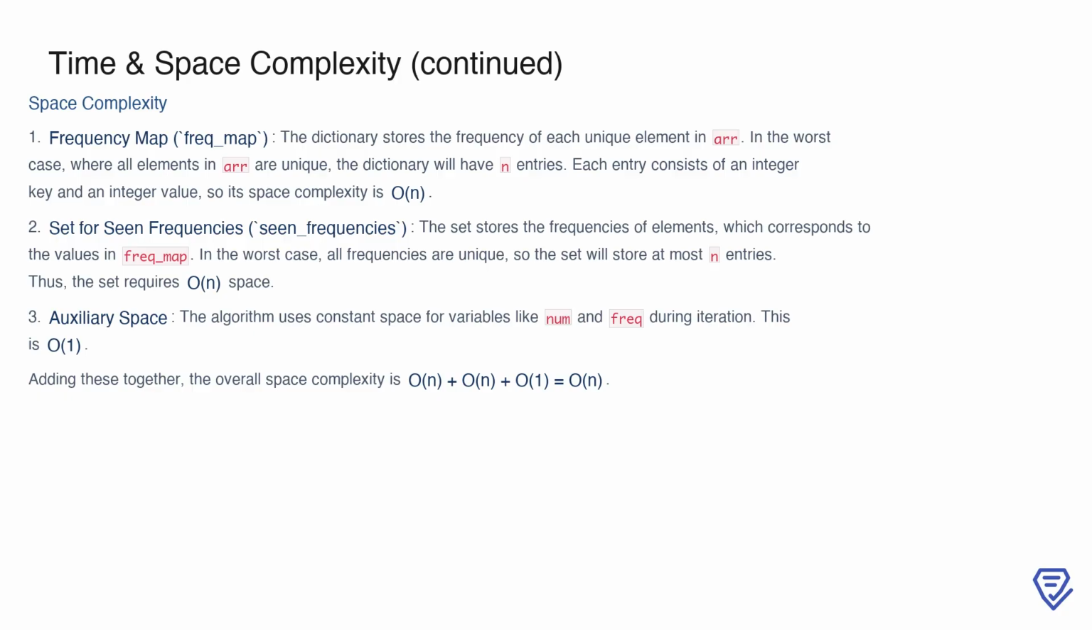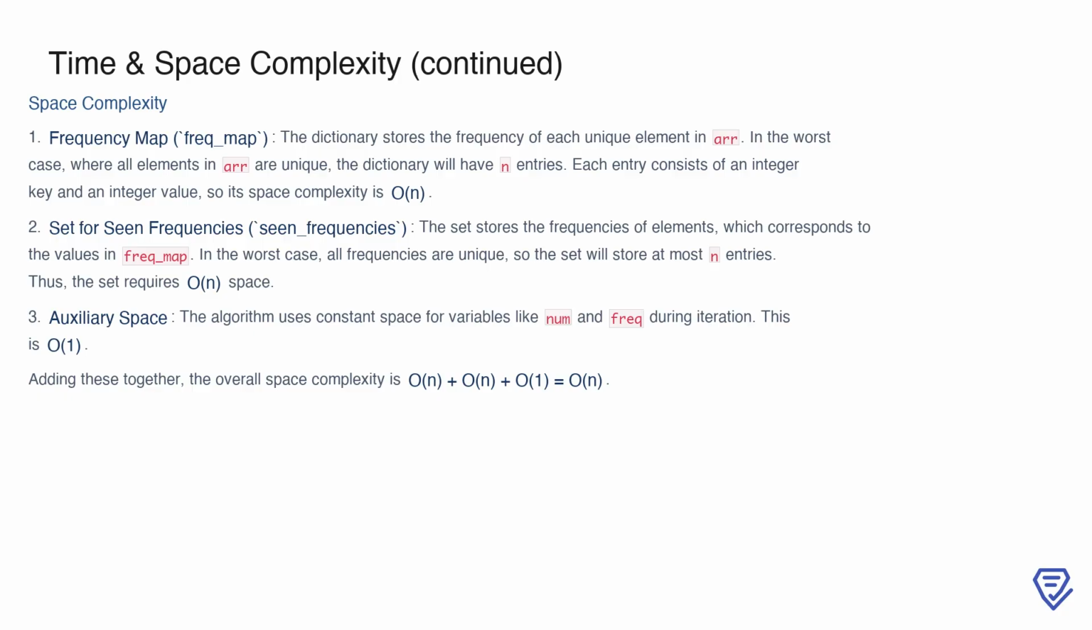The frequency map, frequency_map, stores the frequency of each unique element in the array. In the worst case, where all elements in the array are unique, the map will contain n entries. Since each entry consists of an integer key and value, this requires O(n) space. Similarly, the set used to track seen frequencies, seen_frequencies, can store at most n unique frequencies in the worst case scenario, which also requires O(n) space.